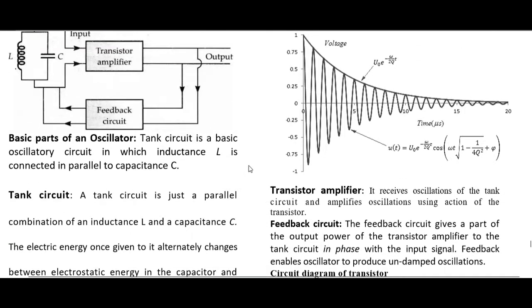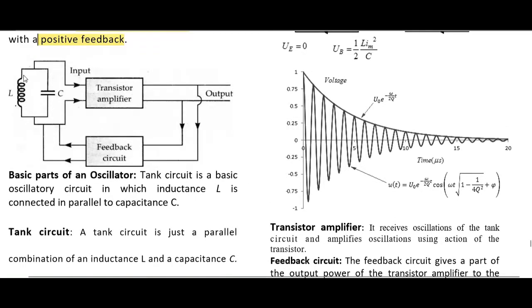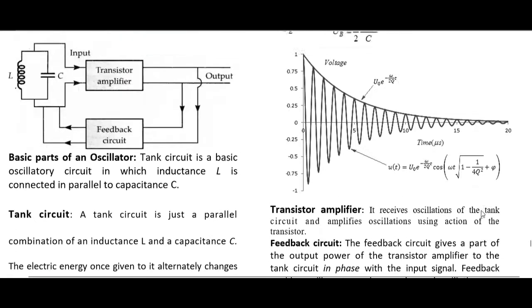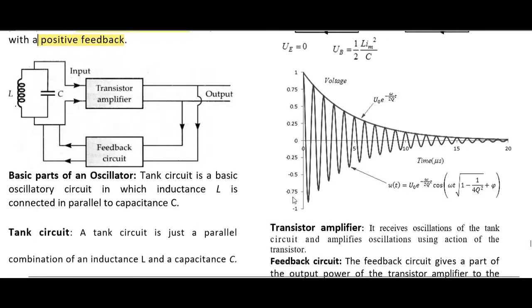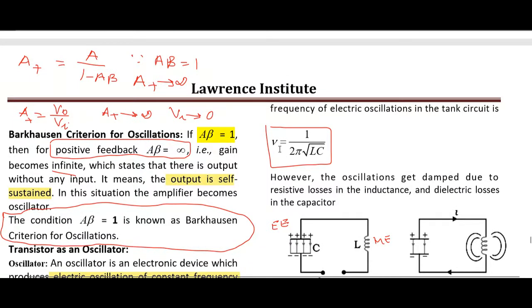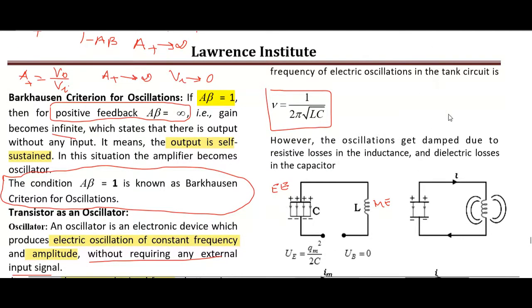Basic part of an oscillator. Tank circuit is a basic oscillatory circuit in which inductance L, this is inductance L, and this is capacitor C. They are the essential part. There may be some additional component as well, but these two are the essential parts and they are used in parallel. And tank circuit is just the parallel combination of inductor and capacitor. And the frequency of oscillator is given by nu is equal to 1 by 2 pi into under root of LC.